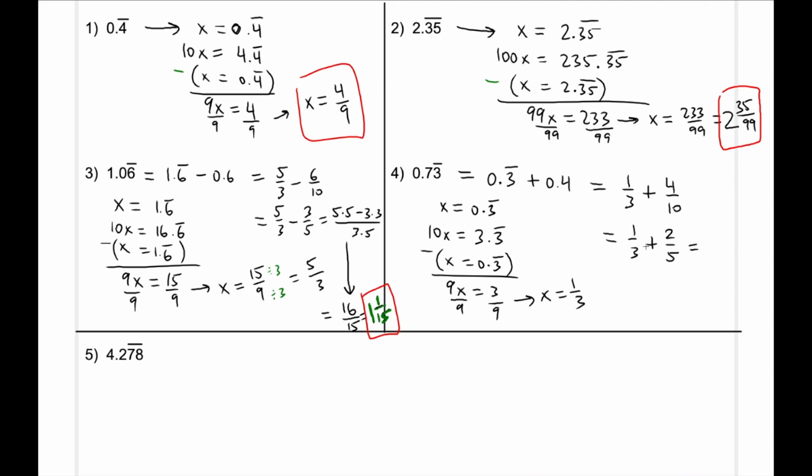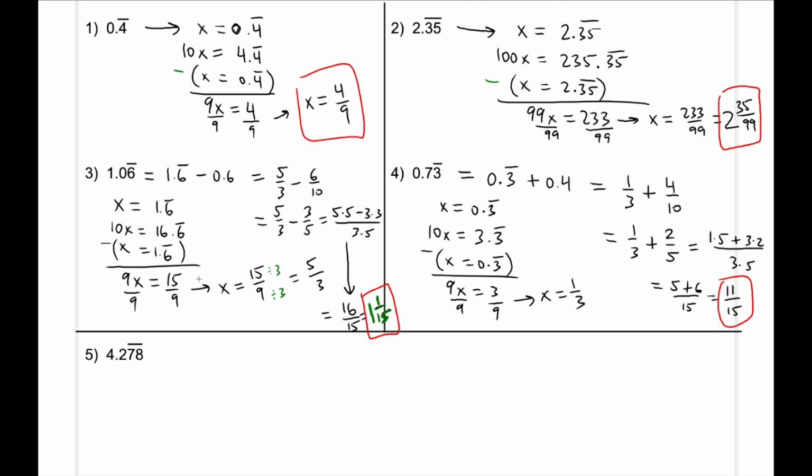The LCD is 15, so think of diagonal products here. I would say it better that way. So that's going to be 1 times 5 plus 3 times 2 divided by 3 times 5. So that's 5 plus 6 over 15, which gives us 11 over 15. So that is your fractional equivalent to the given 0.73 repeated.